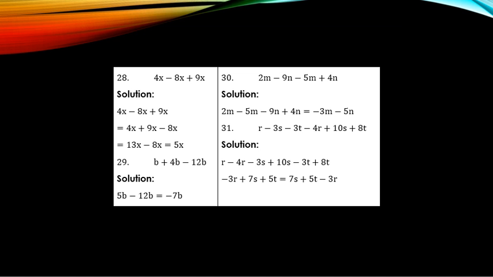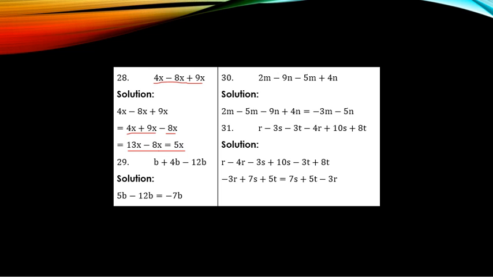Example 28. Simplify 4s minus 8s plus 9s. So all the terms are alike. What you do here is to add. The terms that are positive, bring them together, that is 4s plus 9s, then minus 8s. If you add, you have 13s minus 8s, that is equal to 5s.